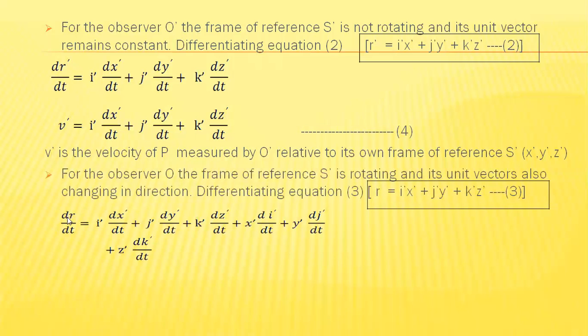Therefore, differentiating r with respect to time, dr/dt. Here i' is changing, x' is changing. Therefore, this is the differentiation of a product, u into v: i' dx'/dt plus x' di'/dt plus j' dy'/dt plus y' dj'/dt plus k' dz'/dt plus z' dk'/dt. So this is equation number 5.